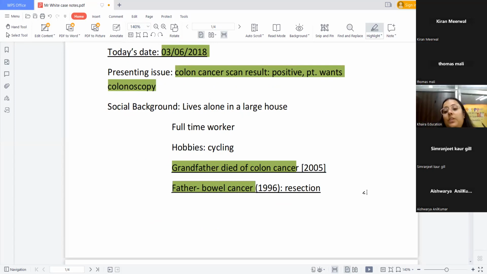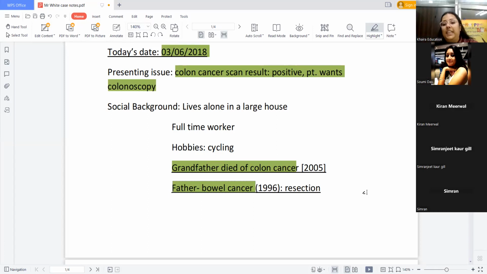Okay, so Kiran, the colonoscopy is scheduled for multiple reasons. Primarily there are two. One is why the patient wants it. There are two factors for that: the patient came with a possible positive colon cancer scan result, and the patient has a significant family history. Both of these reasons have pushed the patient to get the colonoscopy done.